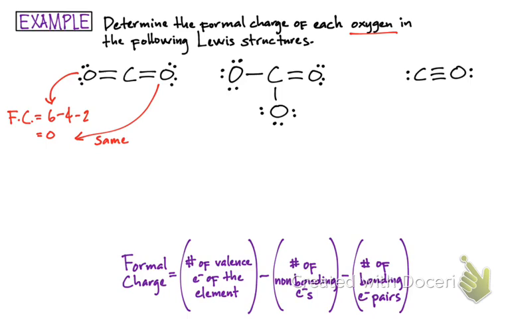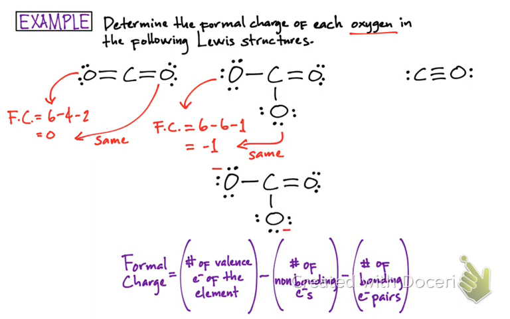For the second structure, here is the carbonate ion. This oxygen on the left has a formal charge of -1. 6 valence electrons for oxygen, minus 6 non-bonding electrons, minus 1 bonding pair equals -1. This second oxygen at the bottom is similar to the first one. And the last oxygen on the right has 0 formal charge.